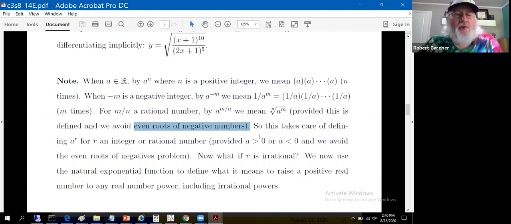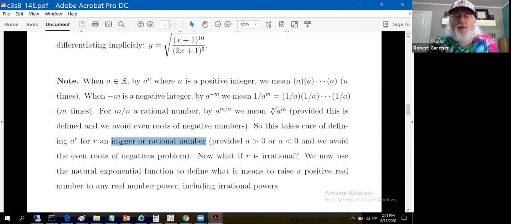So the punchline here is, do you know what a to the r power means? Yeah, if r is a positive integer, it means repeated multiplication. For a negative integer, it means repeated multiplication of the reciprocal of a. For a rational number, it means repeated multiplication and then the extraction of a root, if you don't have the square root of negative stuff. So that takes care of integers and rational numbers. Of course, integers are examples of rational numbers.